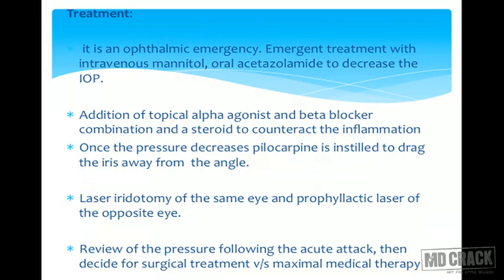The treatment of angle closure is an ophthalmic emergency. Emergent treatment with pressure-lowering medications like intravenous mannitol and oral acetazolamide is used to decrease the intraocular pressure.